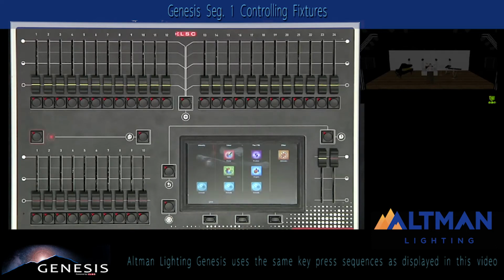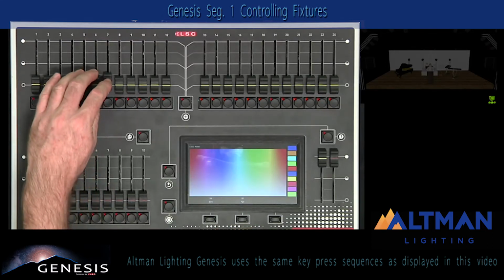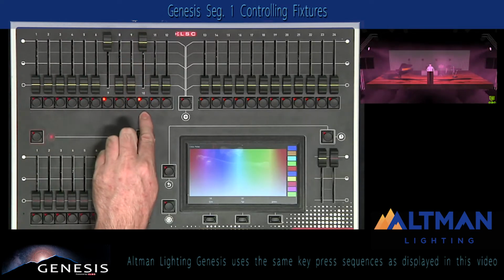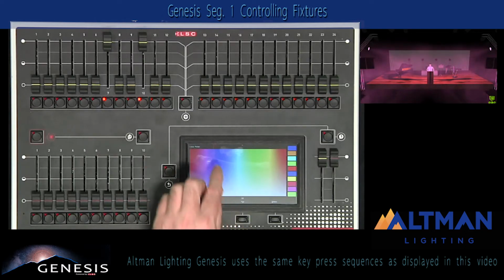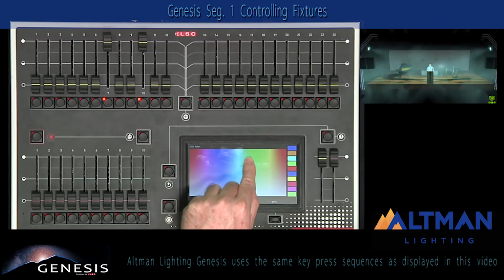If we want to change colour, we go to Colour Picker and we're into our Colour Picker screen. By simply pushing up a fader for a light, it automatically selects the light, which is indicated by the LED turning on in the button. You can then slide your finger around on the search screen to select a colour. When you're happy, let go.